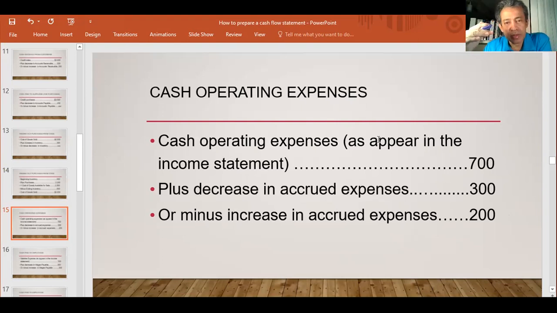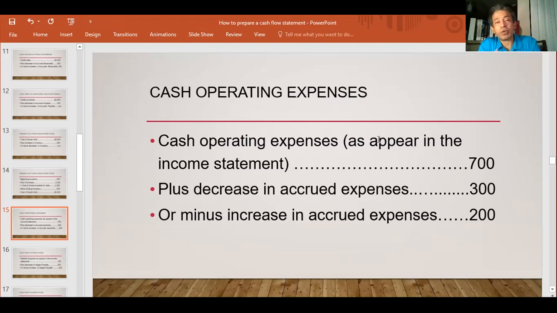All right, so we look at cash operating expenses as they appear in the income statement. So let's say your salary expense. Salary expense is a cash operating expense, meaning we pay salary in cash: wages, salaries, rent, insurance, utilities, legal fees, audit fees. All these are cash expenses. The suppliers and vendors would probably expect us to pay cash. So first, put the amount as it appears in the income statement. Let's say all of our operating expenses together, except for depreciation, amortization, impairments and write-offs, those non-cash expenses, total cash operating expenses is $700.